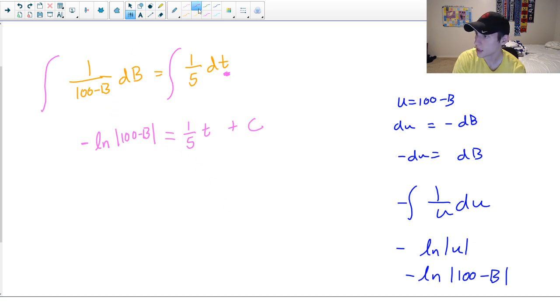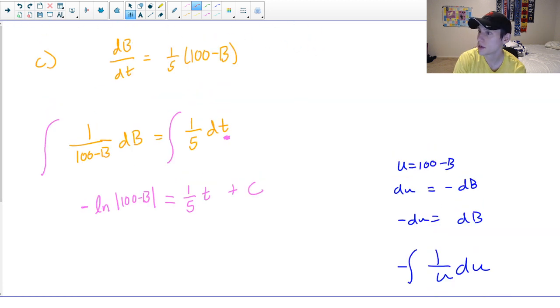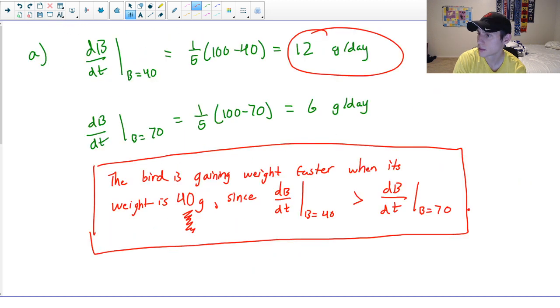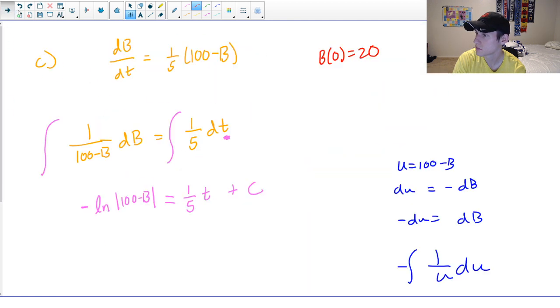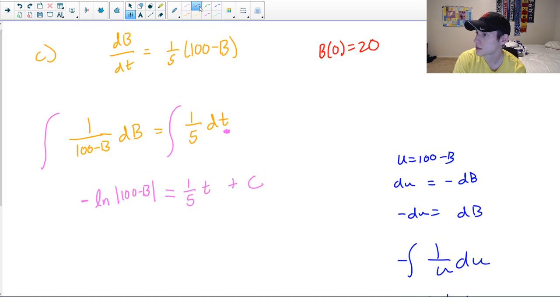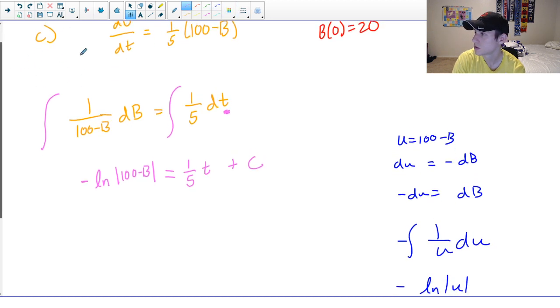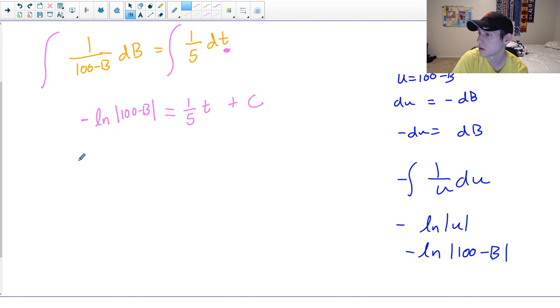Right. Let's use our initial value. So we know b of 0 is 20, right? I think that was the initial value. Yeah, b of 0 is 20. So let's use that to solve. So if t is 0, then b will be 20. So negative natural log 100 minus 20, 80, equals 1/5 times 0, so that's 0, plus c. Okay, great. So c is negative natural log of 80.